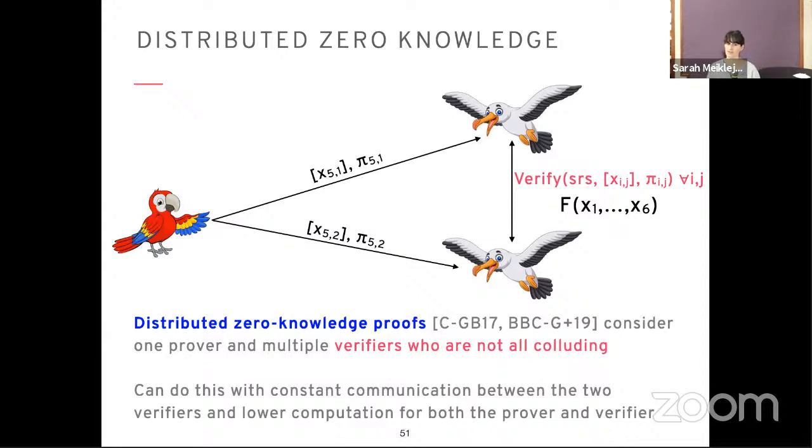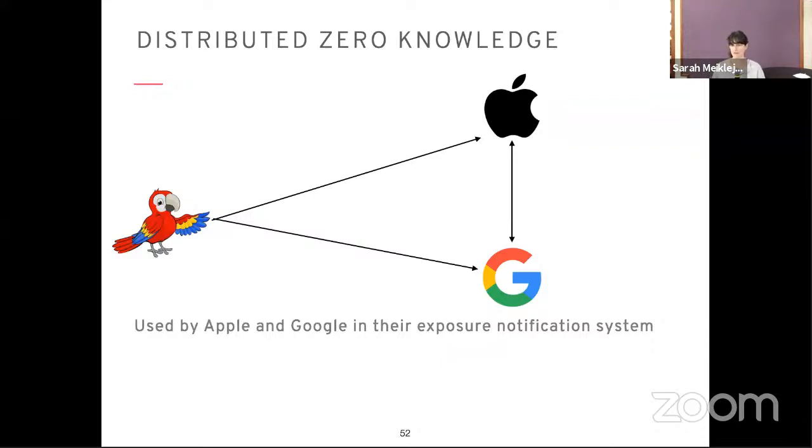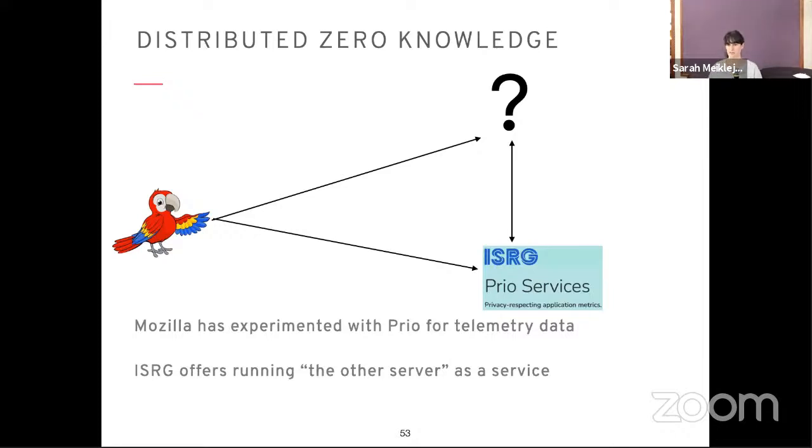And despite this strong assumption, this kind of work has actually been deployed. For those of you who may have looked into it, this is what was used by Apple and Google in the exposure notification system that they deployed during the pandemic. Mozilla is also experimenting with using Prio for telemetry data in their Firefox browser. And the ISRG, the Internet Security Research Group, which runs the Let's Encrypt certificate authority, also now offers basically running Prio as a service. So they say, if you want to stand up one of these aggregate statistic systems, if you pay us, we'll run the other server for you and we won't collude.